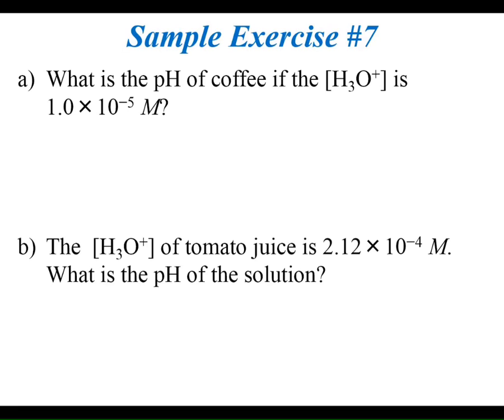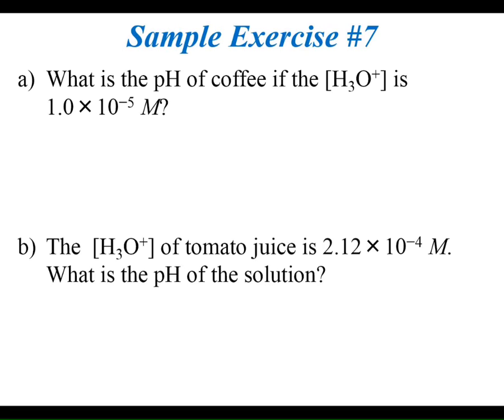Let's try pH of coffee. What's the pH of coffee if the hydronium is 1.0 times 10 to the negative 5th? That one's easy. You don't even need your calculator. If it's 1 times 10 to the negative 5th, it's going to be 5. But 5 point what? How many decimal places will it have? How many sig figs are there in front of it? 2, so I'm going to have 2 decimal places.